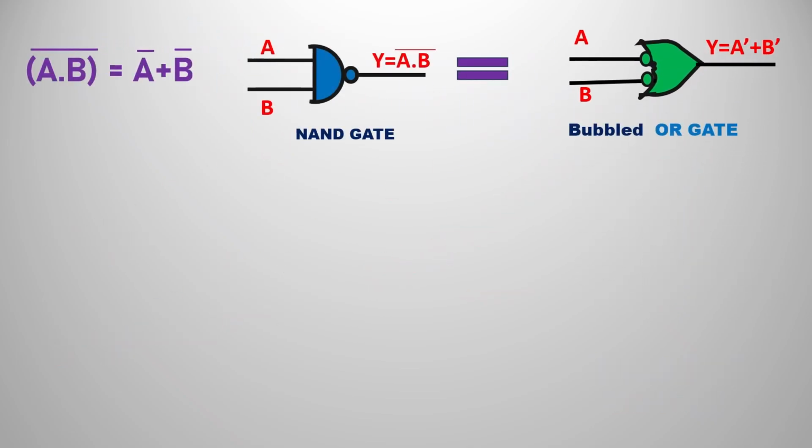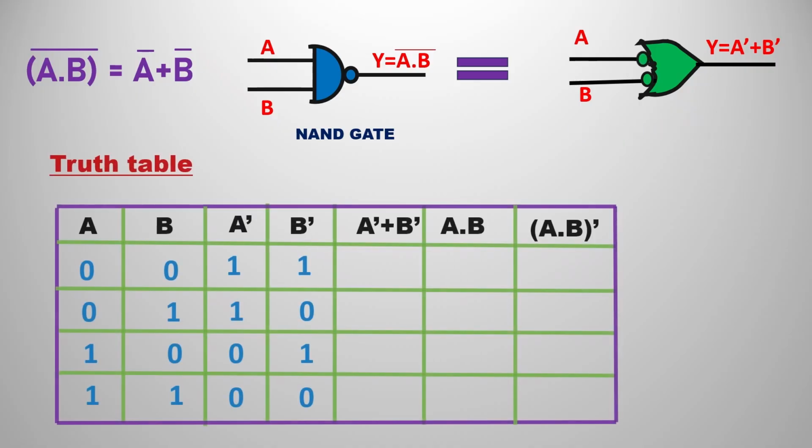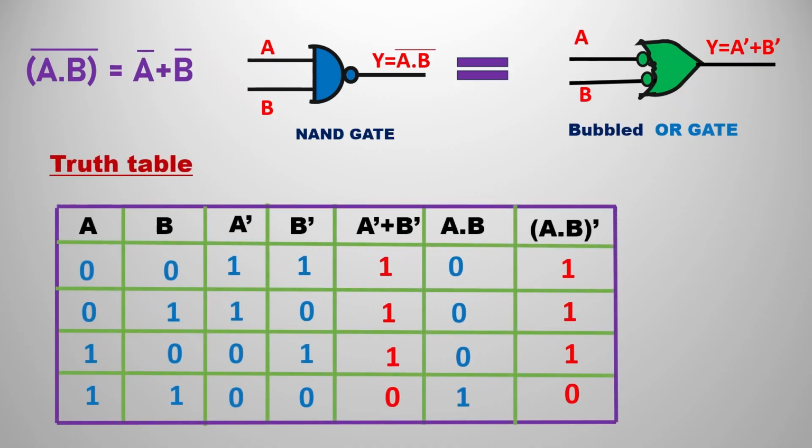If you observe clearly, we have seen the first term, that is the NAND gate, and the second term, the RHS, that is the bubbled OR gate. We are going to compare both circuit diagrams. If you see both circuit diagrams, they look like that. For this also we are going to compare with the truth table.